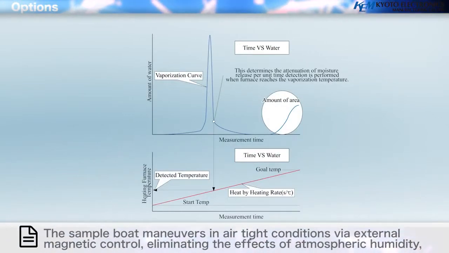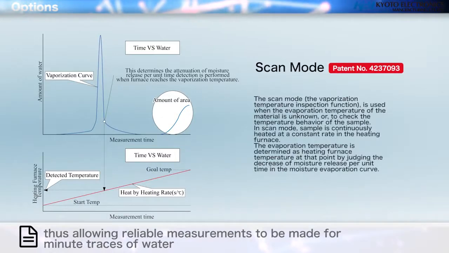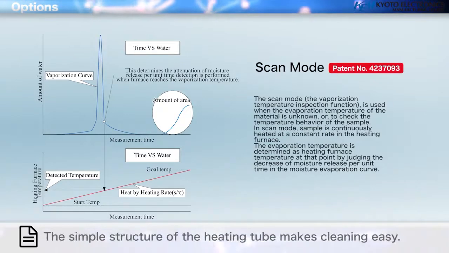Scan mode for optimal evaporation is used to determine the evaporation temperature of a sample when it is unknown or to check the temperature behavior of the reagent. Heat the sample and bubble the evaporated water vapor in the cell for measurement.